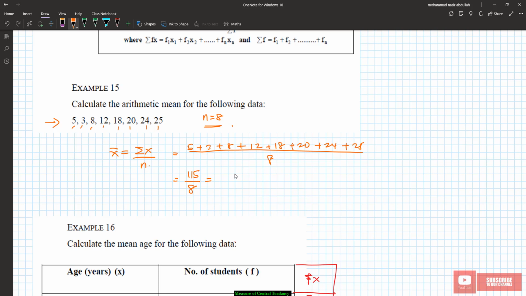So what is the answer? Can somebody tell me what is the answer? Nurul Ain binti Rosli. So what is the answer?